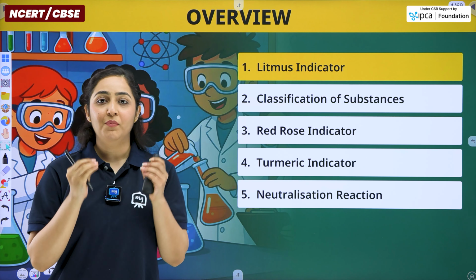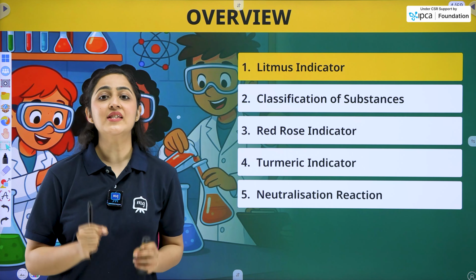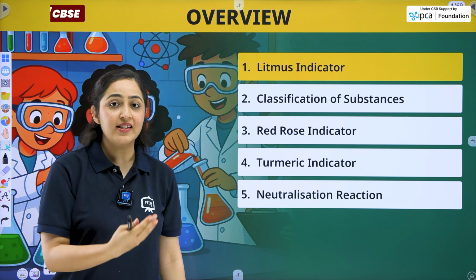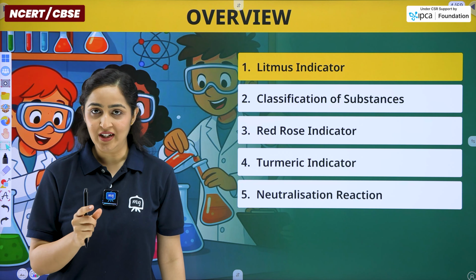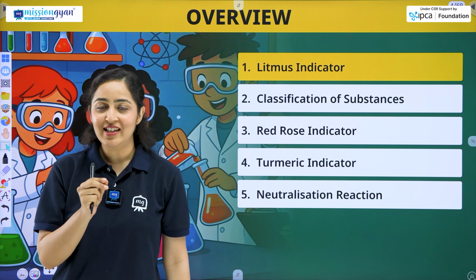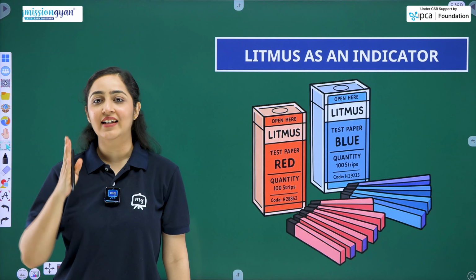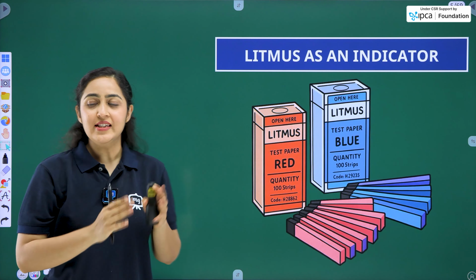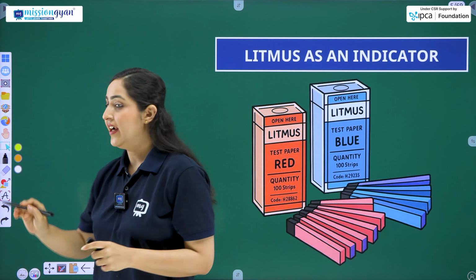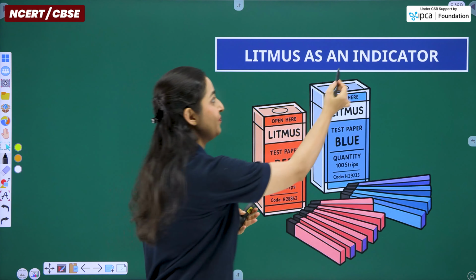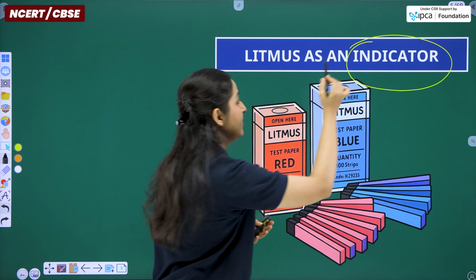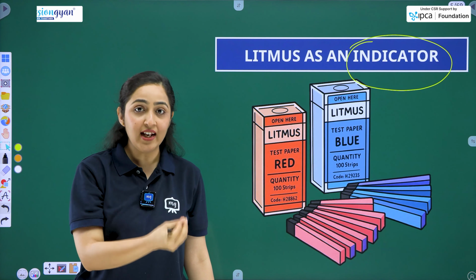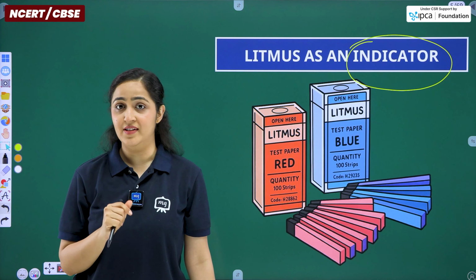This part 1 is all about the litmus indicator. Students, as we progress in the lesson, we will understand the other indicators as well. So let's begin our first session, litmus as an indicator. Before we see what litmus is, let's first understand what indicators are. Indicators are the substances which indicate, or tell you, the nature of other substances.